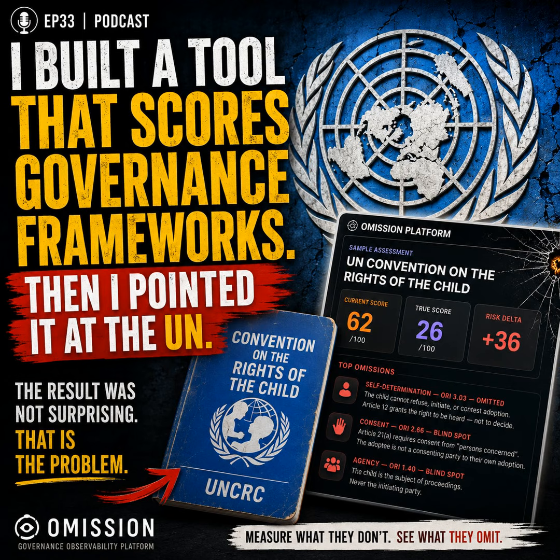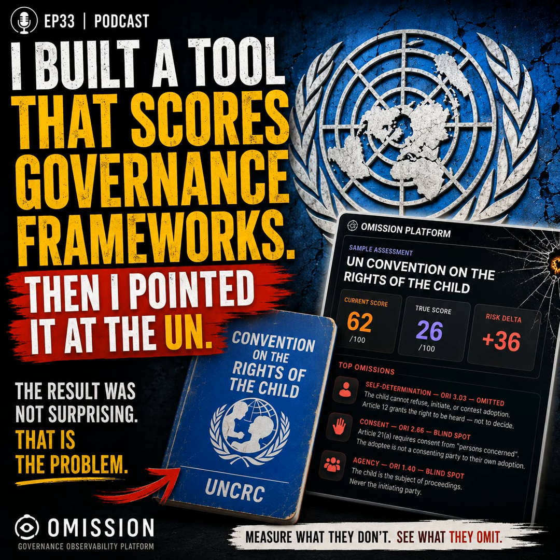Due regard, the child is present in the text as a beneficiary, never as a participant. What 62 out of 100 actually means: the platform scores backwards by design. A high current score is not good news for the people the system governs. It means the framework is successfully concealing its harm exposure. A score of 100/100 means the framework cannot see any of the harm it is responsible for. That is not a pass, it is a verdict.